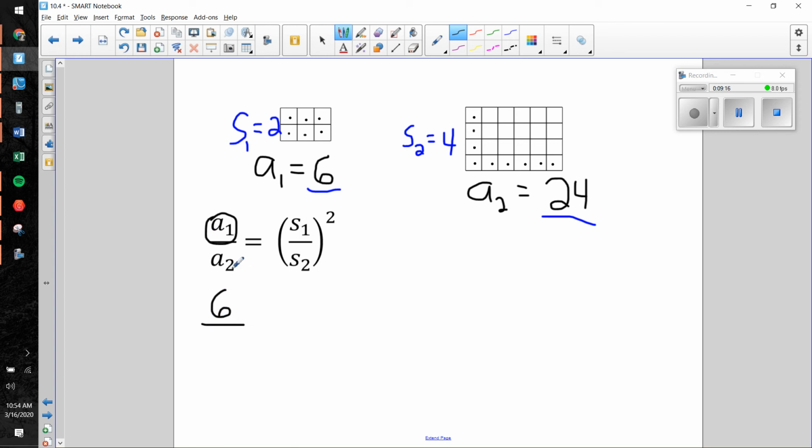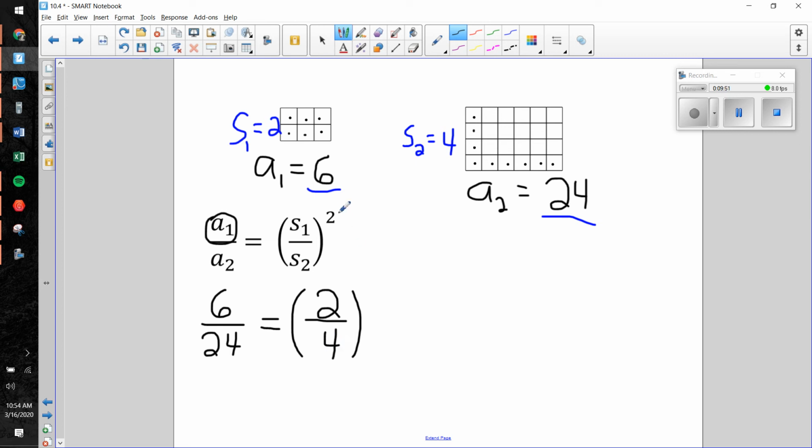Here we go. The area of the second figure comes from right over here, which was 24 units. So that fraction right there, that ratio of 6 to 24, should equal, and here we go now, everybody, the ratio of the corresponding sides squared. Our first side length, or just a side in the first polygon, we said was 2. That's going to go right here. For S2, a corresponding side length in the second polygon was going to be 4.